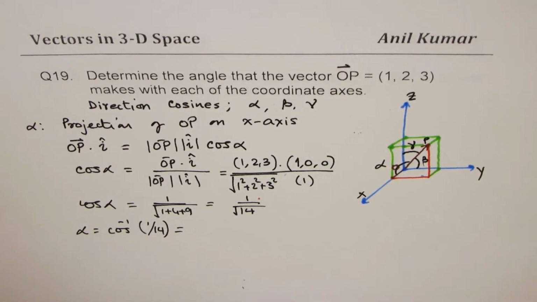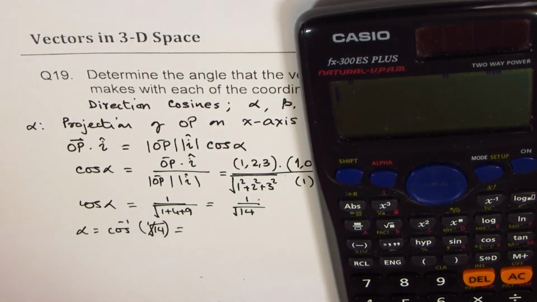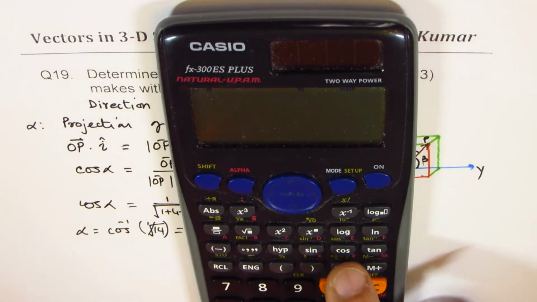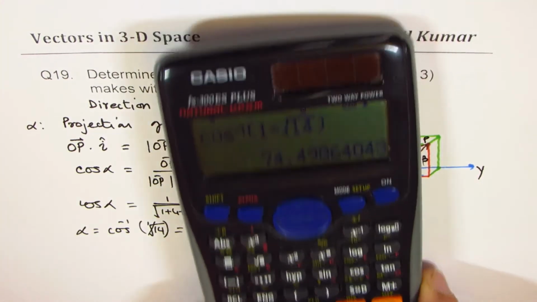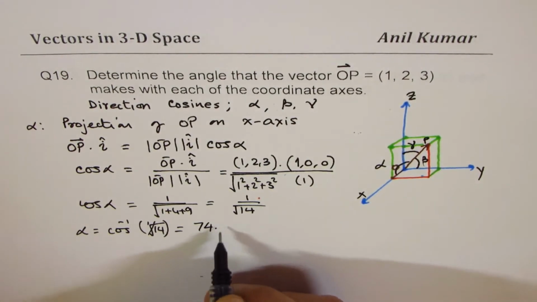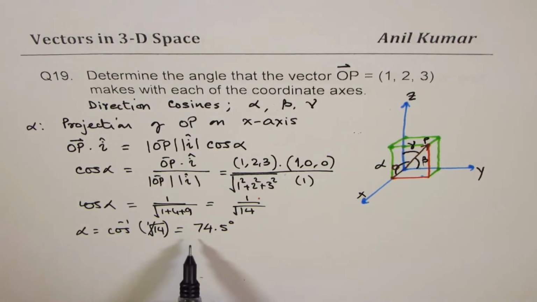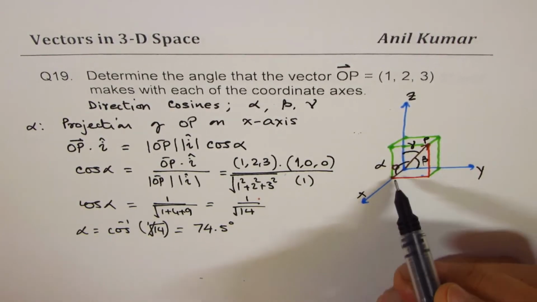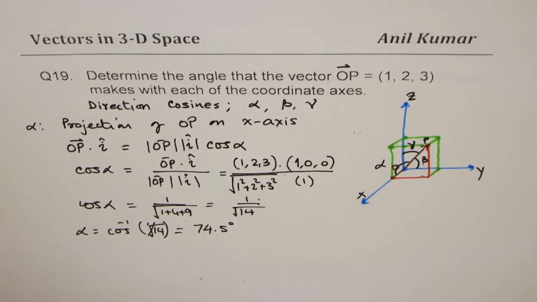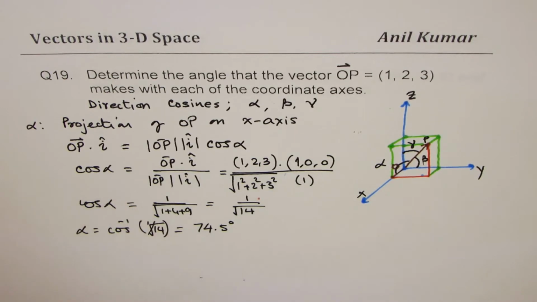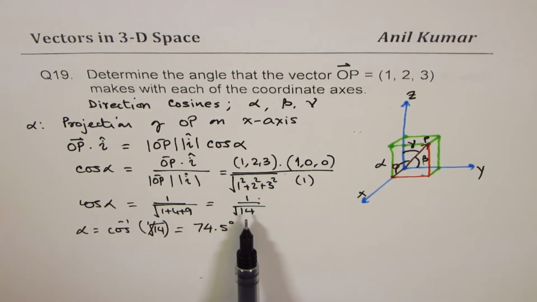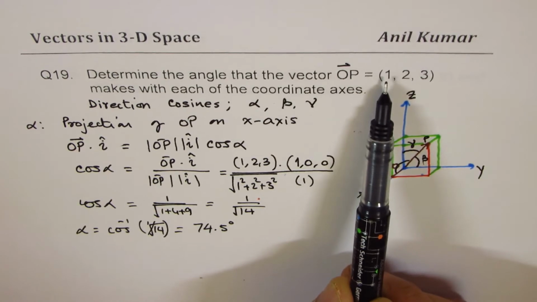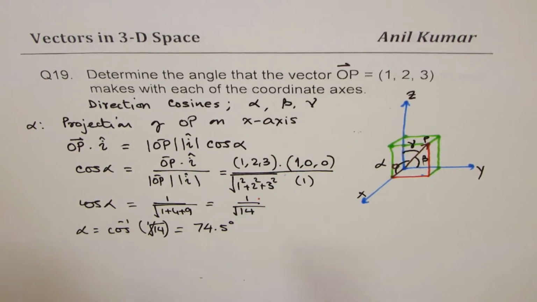So let's find out how much it is. Using the calculator, cos inverse of 1 divided by the square root of 14 is equal to 74 point, I can say 5, right? So let's write this as 74.5 degrees. So that becomes your direction angle with respect to the x-axis. Does that make sense to you, correct? You have to do this operation for all the angles to get the result. As you can see, ultimately we had the magnitude of OP in the denominator and the component along the x-axis in the numerator. So that gives you an idea.